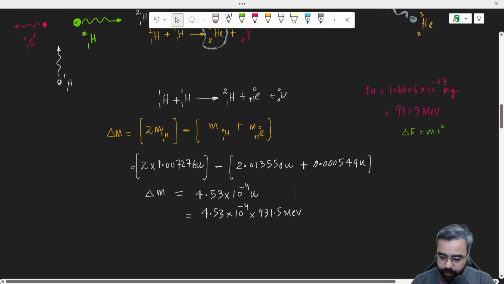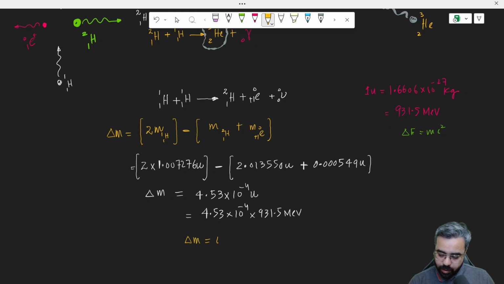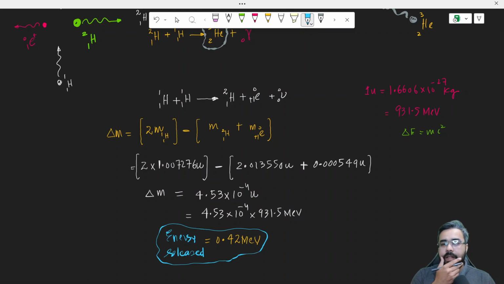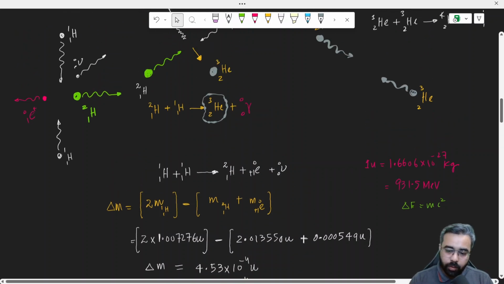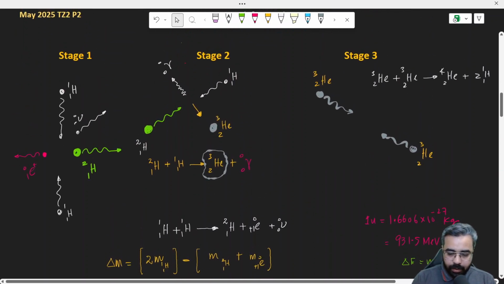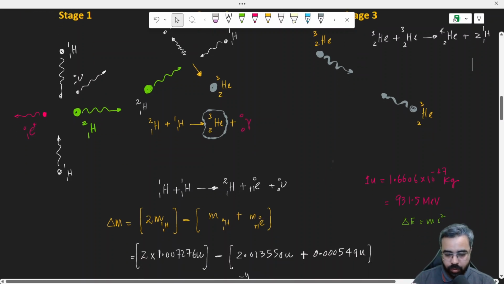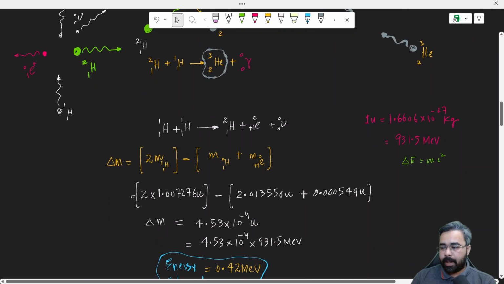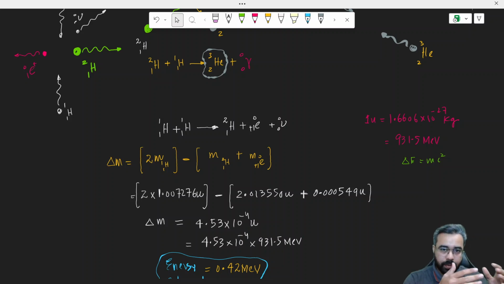Anyways, if we multiply, our answer for the energy released is 0.42 mega electron volts. Please note that this is the energy released in stage 1, not in the entire 3 stages. Basically, 4 protons took part. You might see 6 protons, but you also notice that 2 protons were released in the last stage, so we can say 4 protons took part. That's why, at a microscopic level, I can say that the mass of 4 protons is utilized to get the energy in the entire reaction. Understand? It will be useful in the next questions.